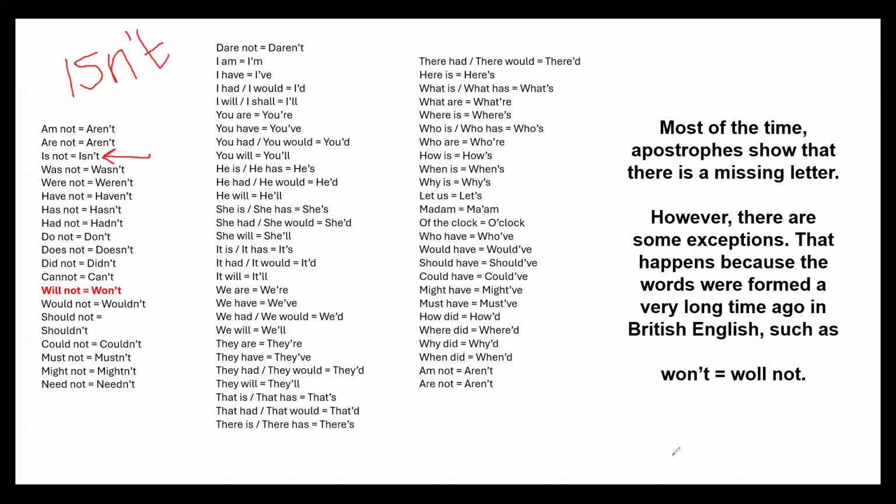Now, you don't really have to know what I'm about to tell you, but I'll tell you anyway because it might sort of spark your curiosity. And that is, well, why is will not won't? Surely it should be willn't, right? But we don't say willn't, do we? We don't say willn't. And the reason for that is simply because a very long time ago in the English language, we used the word woe, okay? We don't use that anymore. And that's where won't came from.